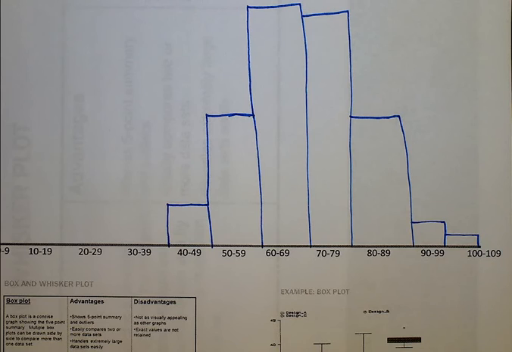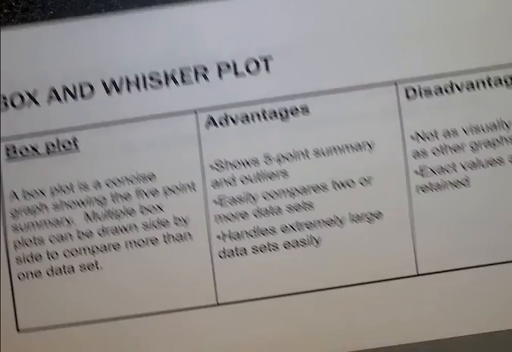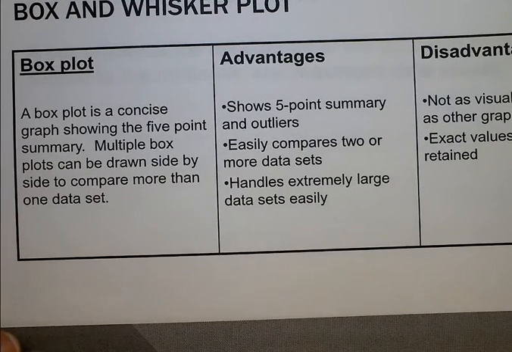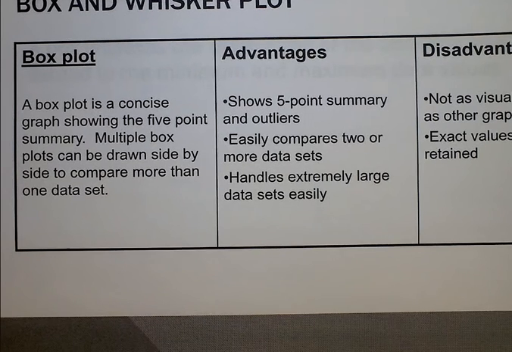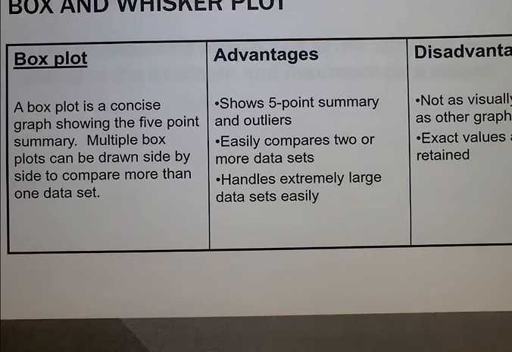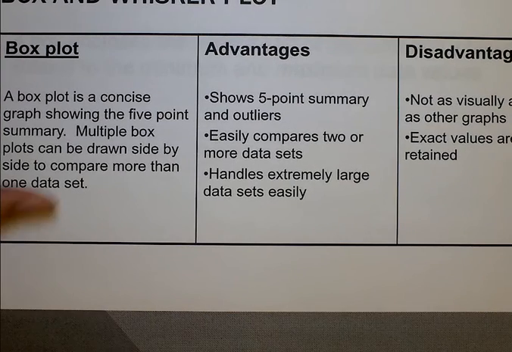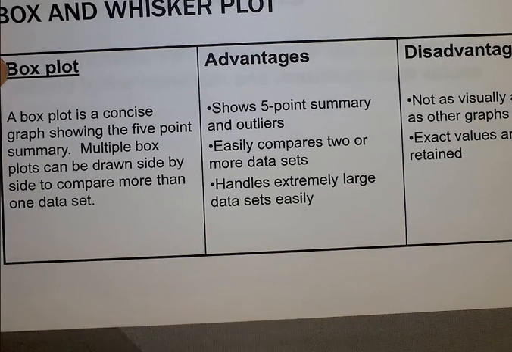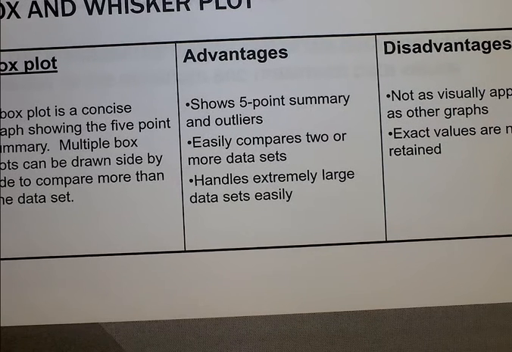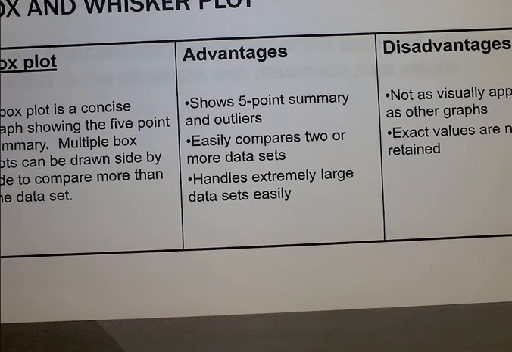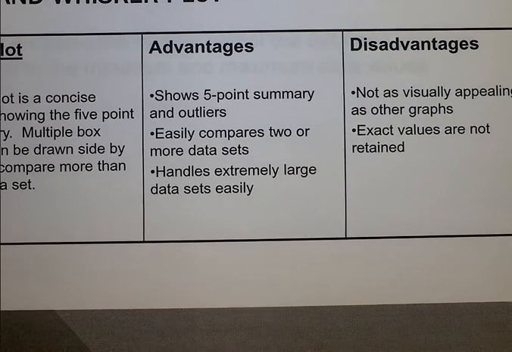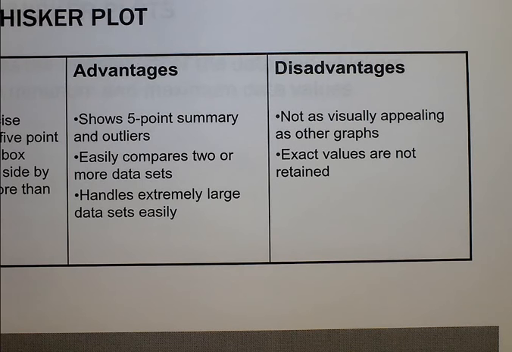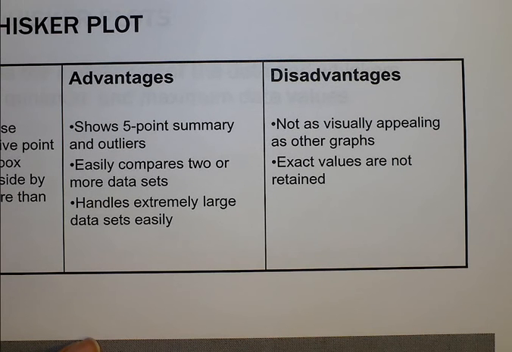All right, the next thing we're looking at is a box and whisker plot. A box plot is a concise graph showing a 5-point summary. Multiple box plots can be drawn side by side to compare more than one data set. An advantage to this is you have a 5-point summary and you can very easily see the outliers. It can also be used to compare 2 sets of data easily. It handles extremely large data sets, but a disadvantage is it's not visually appealing and the exact values are lost.